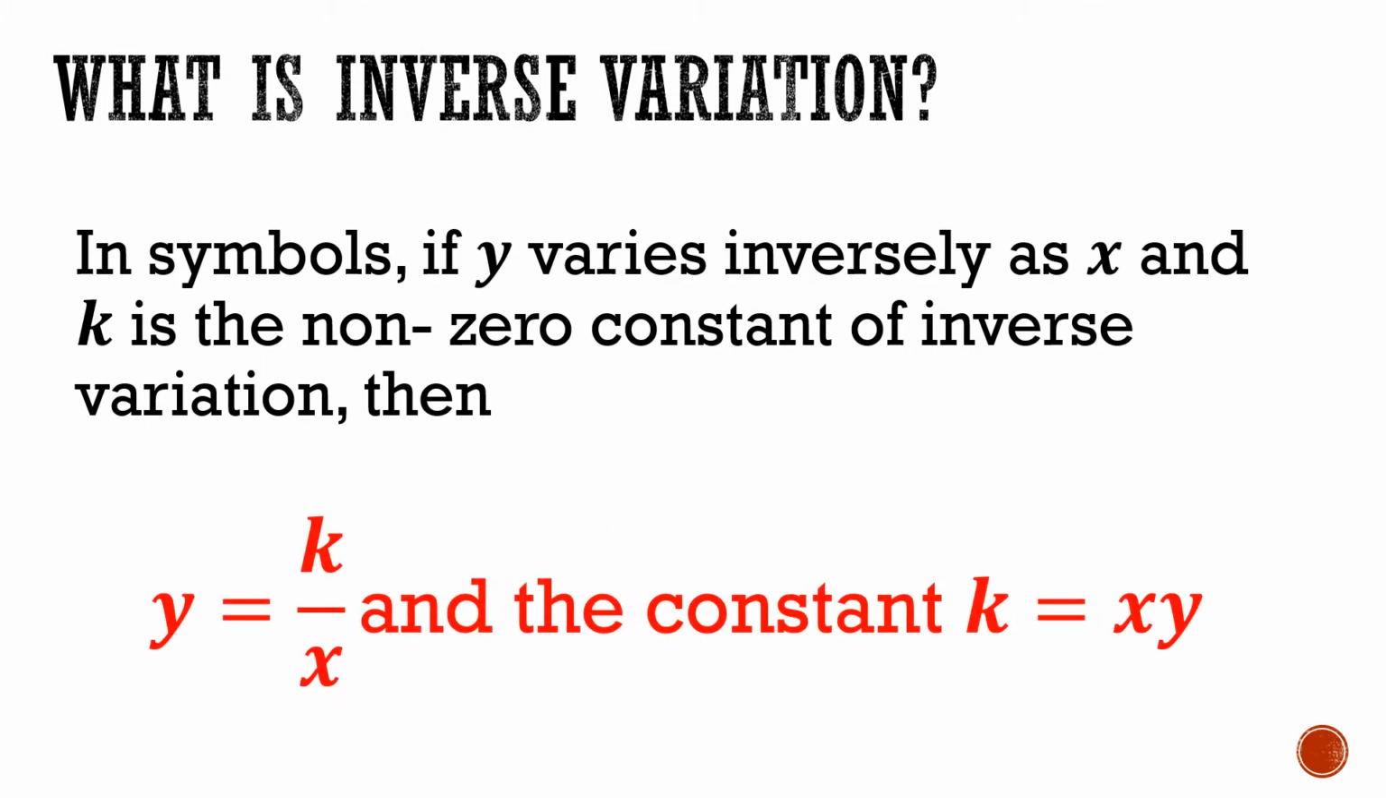In symbols, if y varies inversely as x and k is a non-zero constant of inverse variation, then y is equal to k over x and the constant k is equal to x times y.